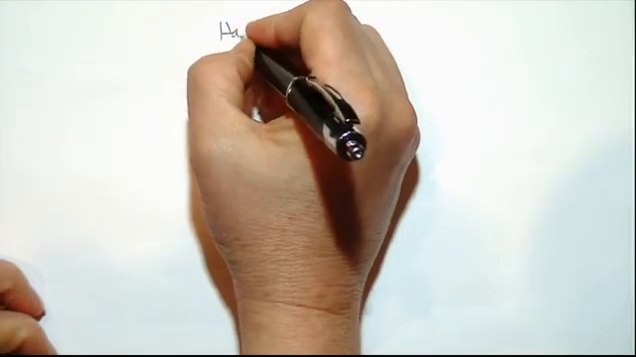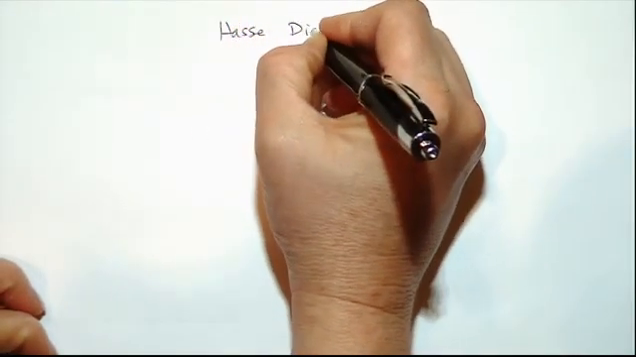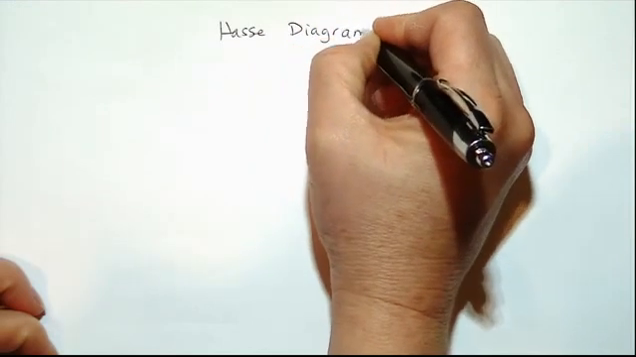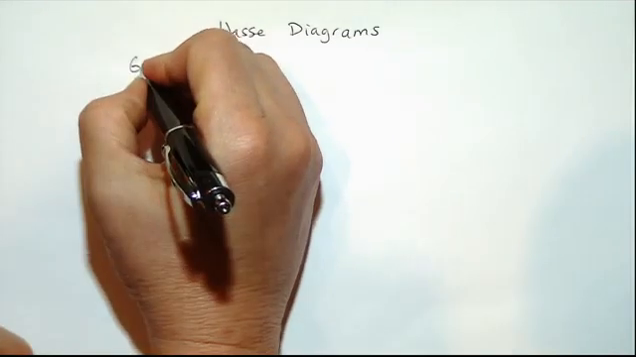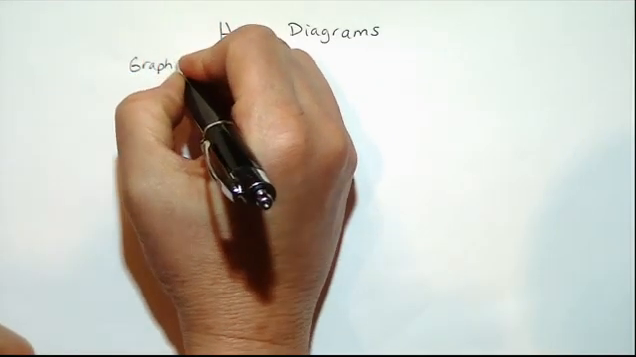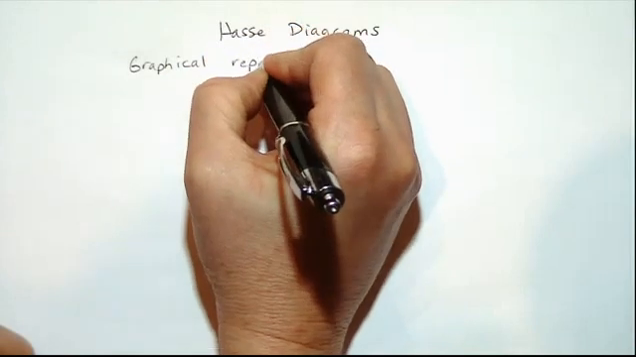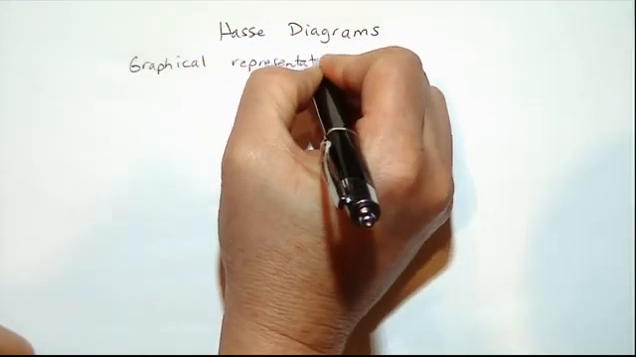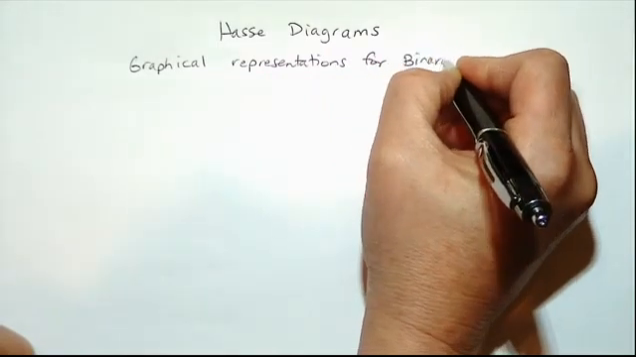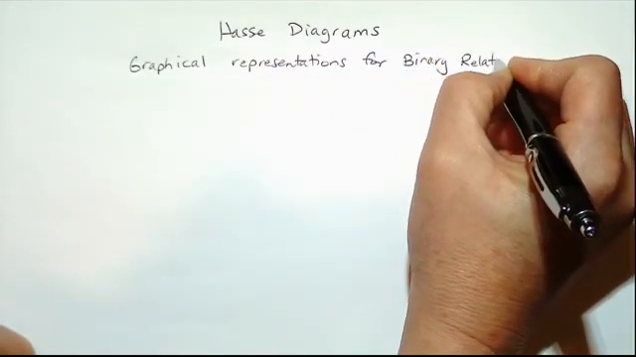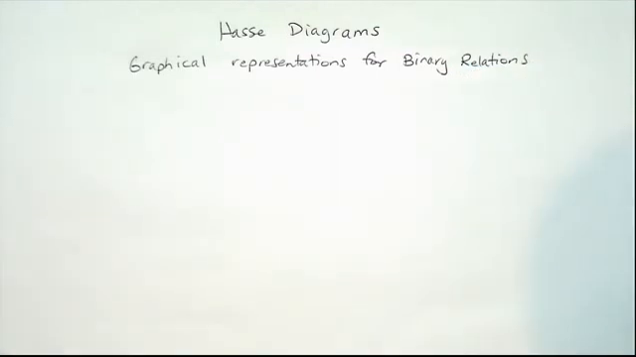Okay, so the next thing we have to do is Hasse diagrams, and you've already seen a little bit of this when you did your binary relations tutorial on Novanet. So Hasse diagrams are graphical representations for binary relations. And what kind of binary relations are they? Do you remember? Partially ordered sets.